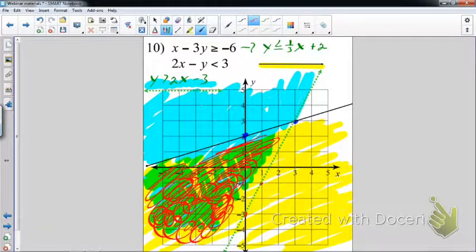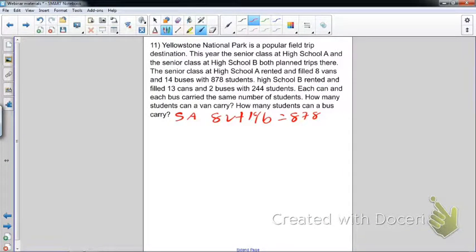So let me go to the chat really quick to see if anybody has any questions. Let me go ahead and highlight this really quick so that you can see where I got this information from. So I said it's high school A, and it told us that it was filled with 8 vans, 14 buses, and it gave us a total of 878 students.